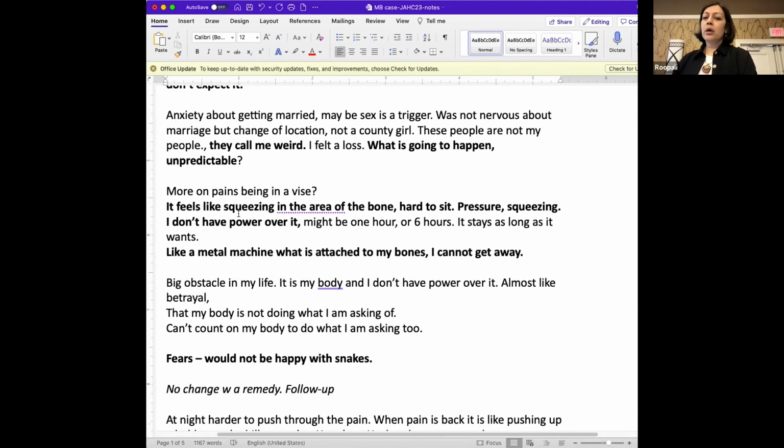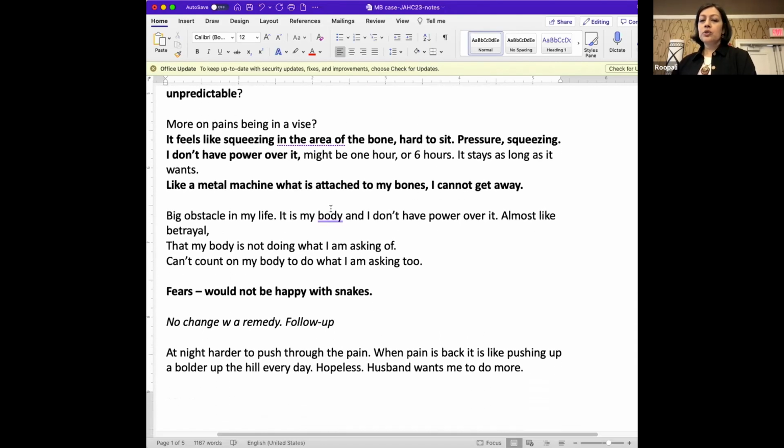There was some anxiety about getting married. So I guess she married into the South, the Southern US, which is a very unique culture, different from the North. And she had an anxiety about fitting in. Maybe sex is a trigger. Was not nervous about marriage, but the change of location. I'm not a country girl. These people are not my people. They call me weird. I felt a loss. What is going to happen? Unpredictable.